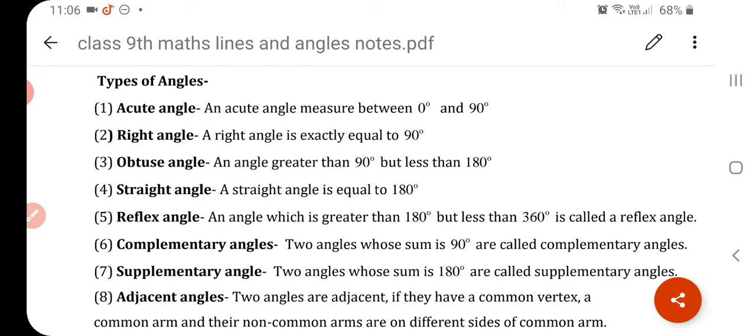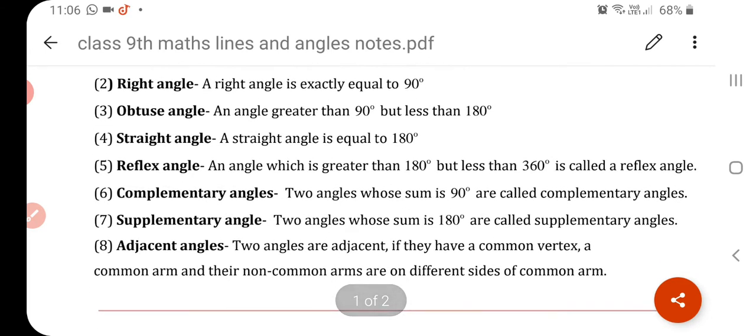Understand? What do you mean by complementary angles? Two angles whose sum is 90 degrees are called complementary angles. When we add two angles and the sum is 90 degrees, it is a complementary angle. What is supplementary? Two angles whose sum is 180 degrees are called supplementary angles. Now adjacent angles. Two angles are adjacent if they have a common vertex, a common arm, and their non-common arms are on different sides of the common arm. Understand?